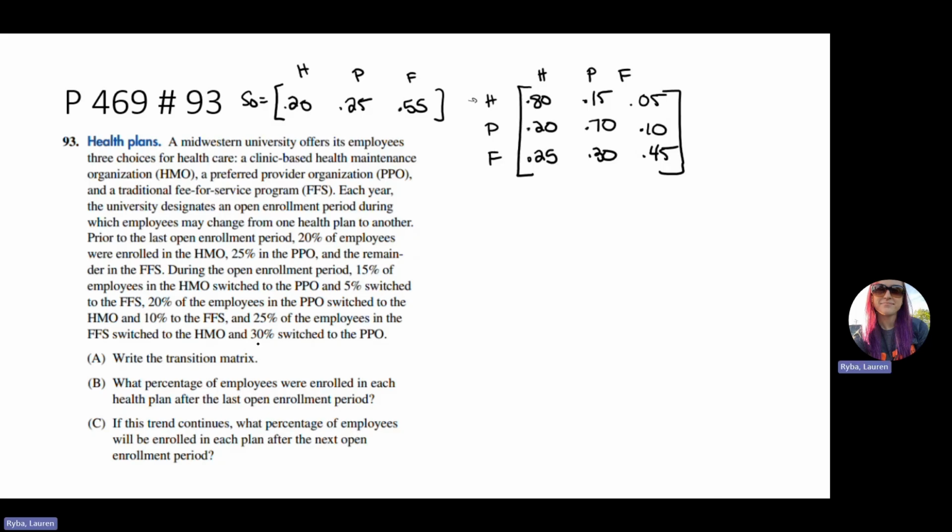Then we have 2 questions to answer. What percentage of employees were enrolled in each health plan after the last enrollment period? So we want to know, after we go through an open enrollment, where are we? What is state 1? And then C says if this trend continues, what percentage of employees will be enrolled in each plan after the next open enrollment period? So that wants to go another state, to state 2. So for state 1, you take your initial times your transition, just one time. If I want state 2, I'm going to go through the transition matrix twice, or to a power of 2.